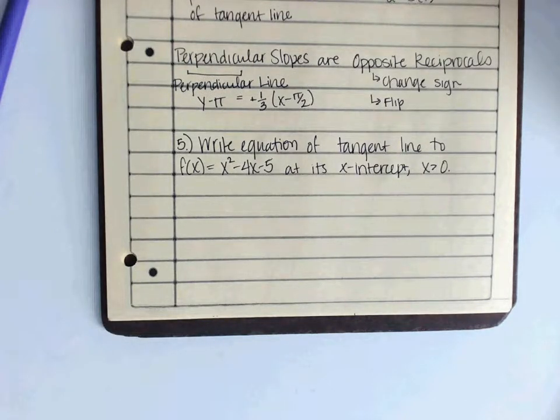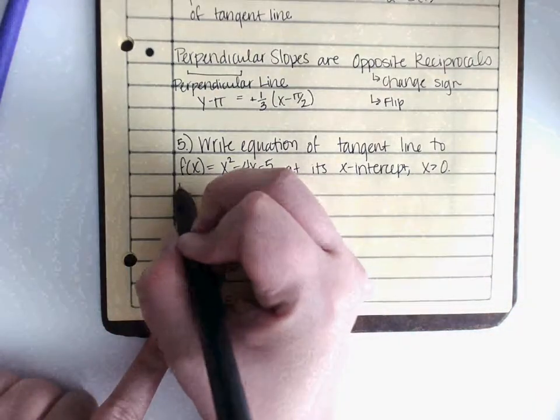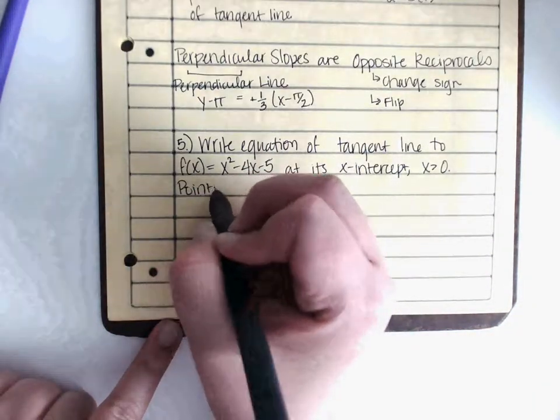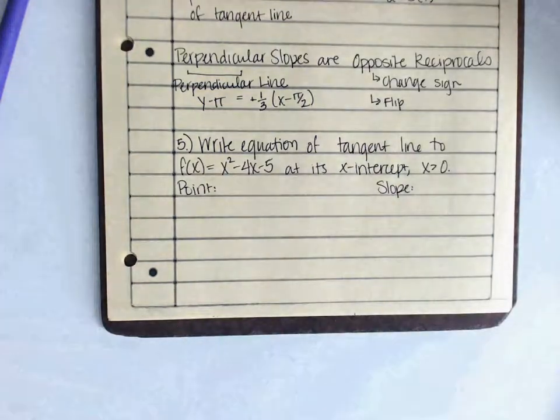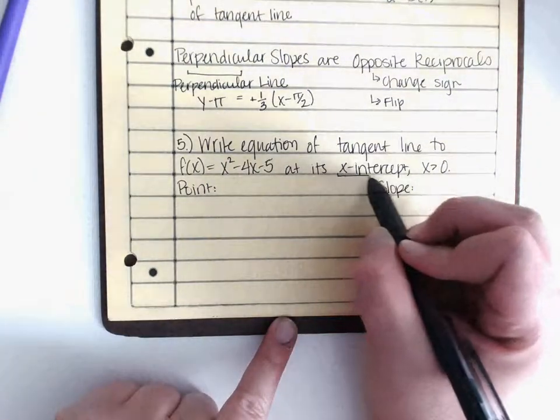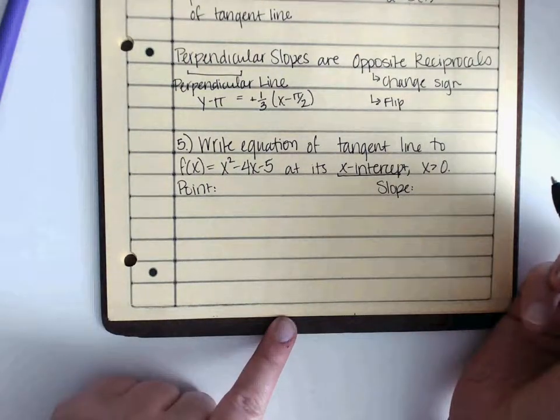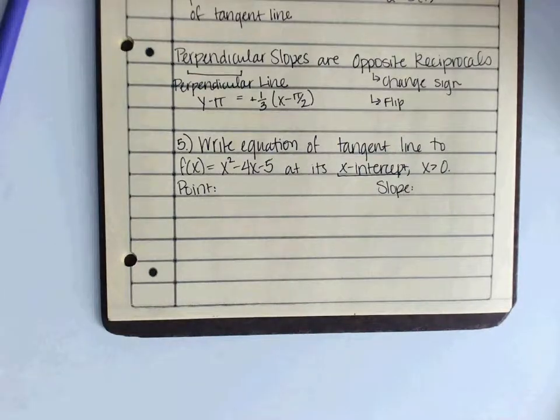Okay, so let's think about, same thing as last time. I need the exact same two ingredients. I need a point and I need a slope. Now, instead of them just giving me the x value, they're telling me that they want it to be an x-intercept. So this is where you understanding what an x-intercept is going to come in pretty handy.